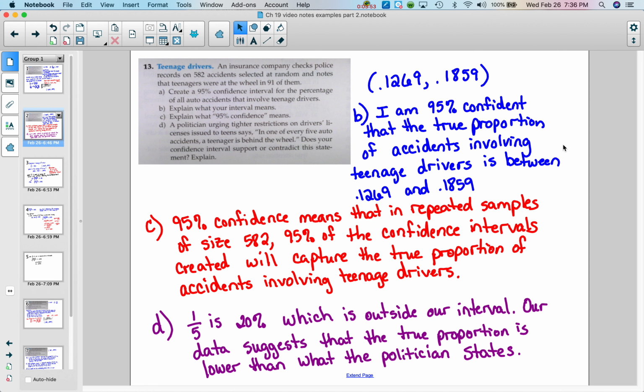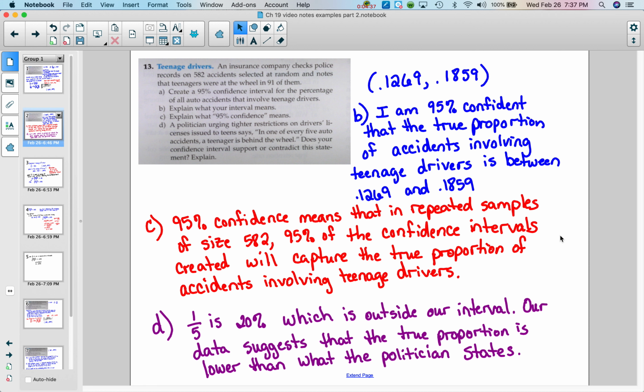Part C says explain what 95% confidence means. 95% confidence means that in repeated samples of size 582, 95% of the confidence intervals created will capture the true proportion of accidents involving teenage drivers. It is very important that you have an s on the end of intervals and not just talk about one interval. Every time you draw a new sample, you will get a new p hat value and a new confidence interval. And 95% of those confidence intervals will capture the true proportion, and then have your context in there.